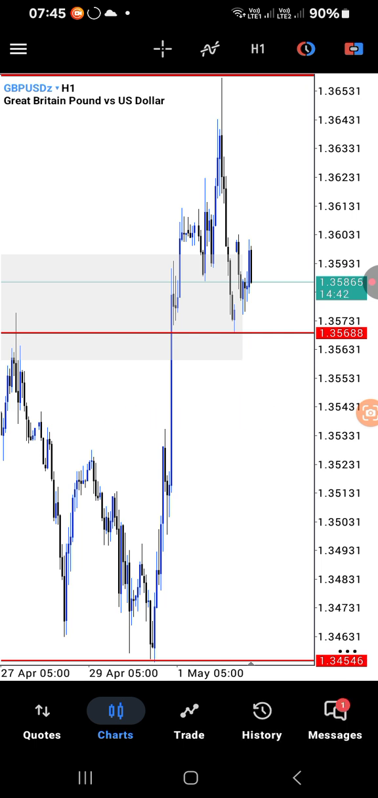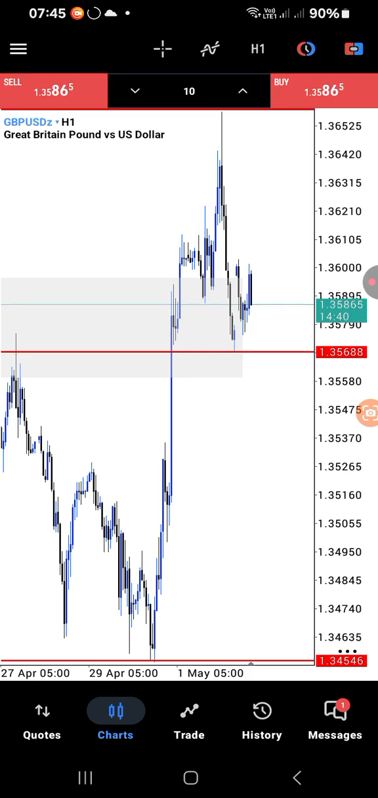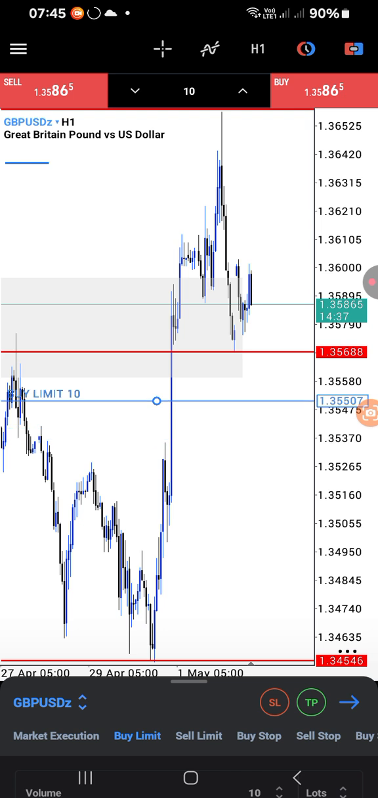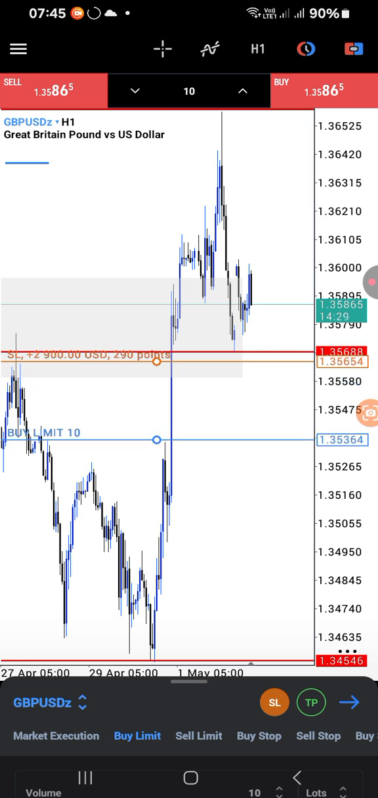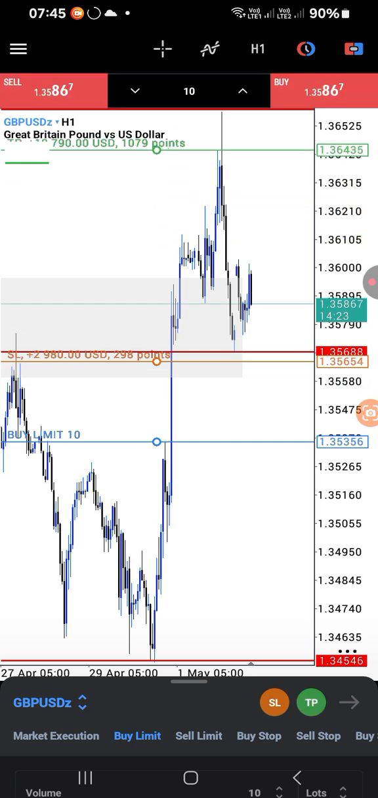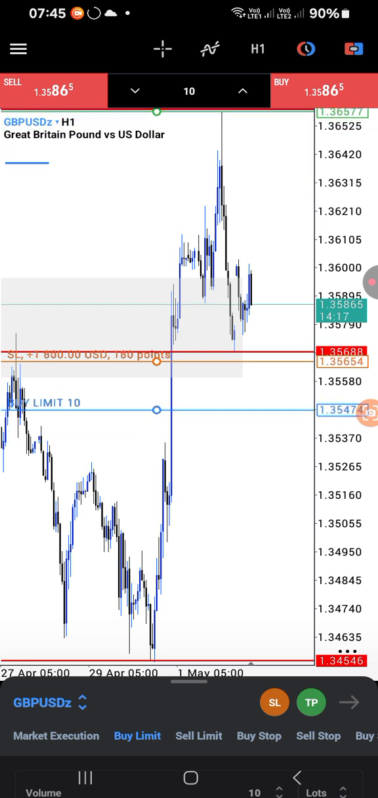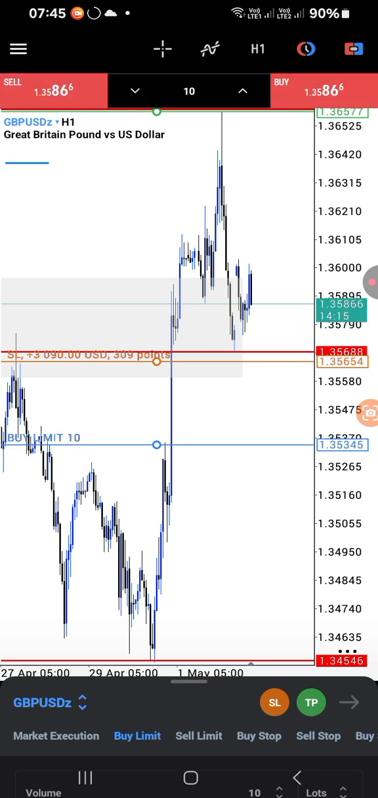Okay, now it will be something like this. You just come to here, you place it here. This is your entry, you buy limit there. Your stop loss at this area. You take profit at this area above here. Now let's put this one to be 300 points, 30 pips a sell.